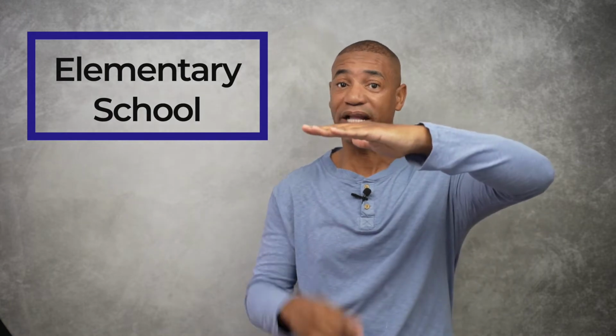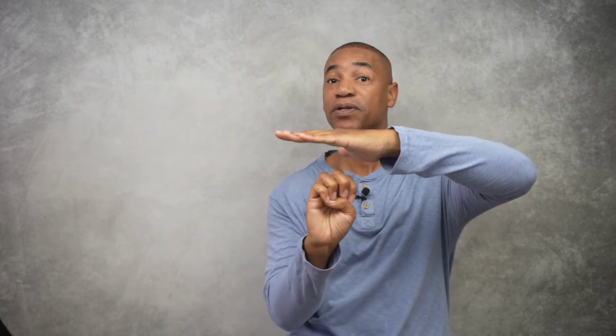Now for the sign elementary school. You'll take your non-dominant hand, place that in front of the body with the palm facing downward. Then with your dominant hand, you will form an E, place that up underneath the palm of the non-dominant hand, and rock back and forth twice. That's how you sign elementary school.